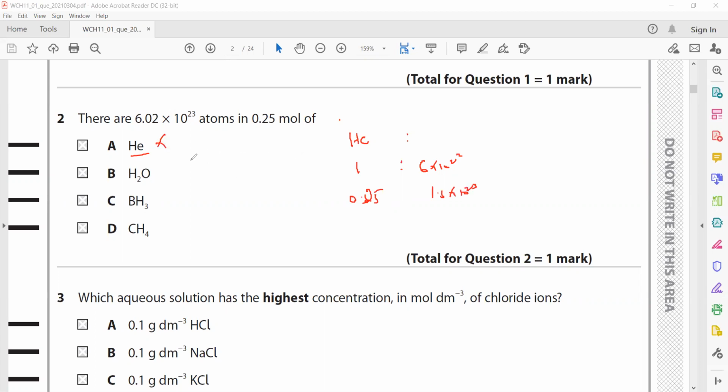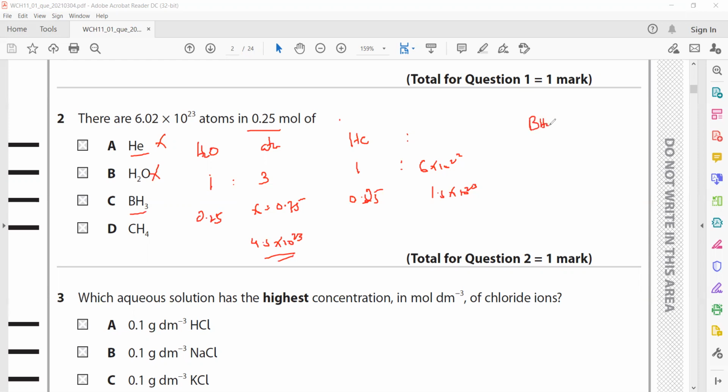What about hydrogen and oxygen, like the water molecule? H2O, the ratio between the molecule and the atom is 1 is to 3. So we have 6 exponent 23 atoms in 0.25 mole. If we have 0.25 moles, because the ratio is 1 is to 3, how many moles of atom will be there? The moles of atom will be 0.75. So 0.75 multiplied by 6 exponent 23 comes out as 4.5 into 10 power 23. So it cannot be water.